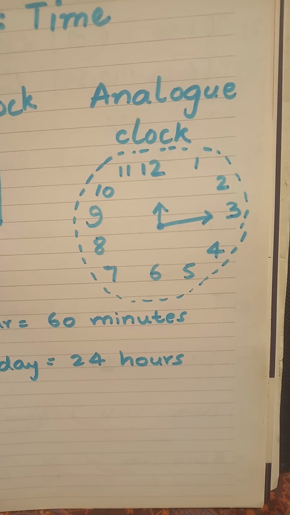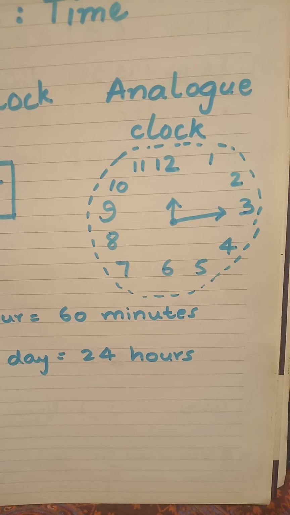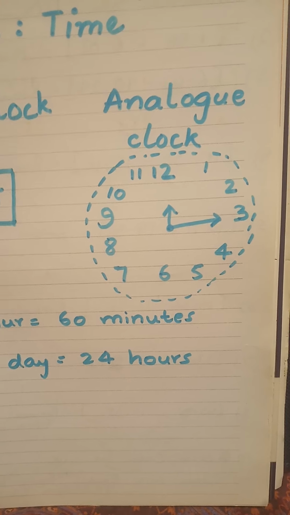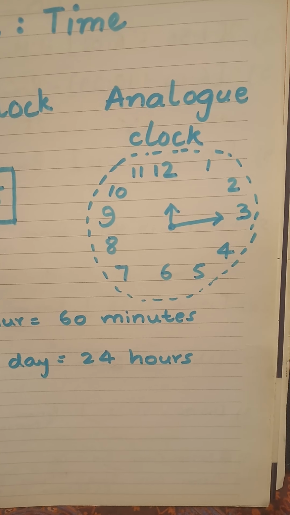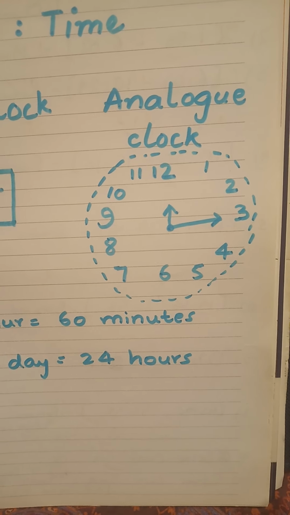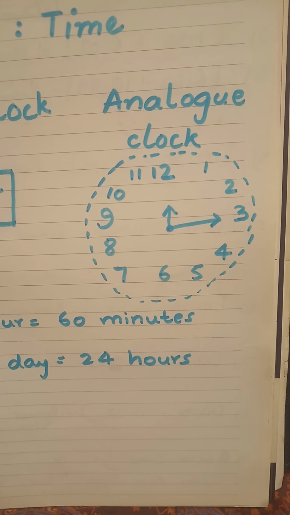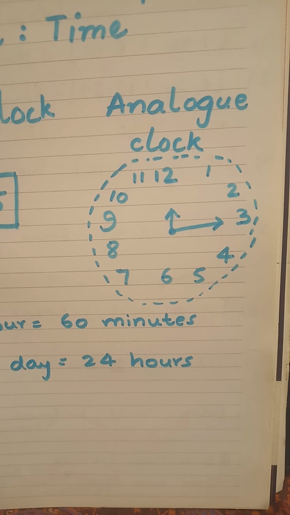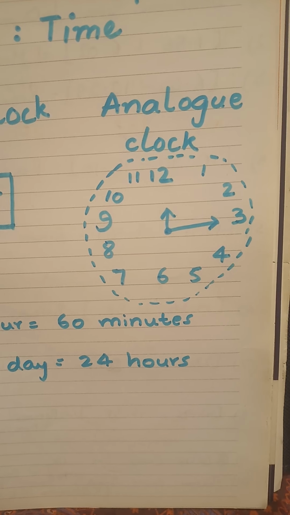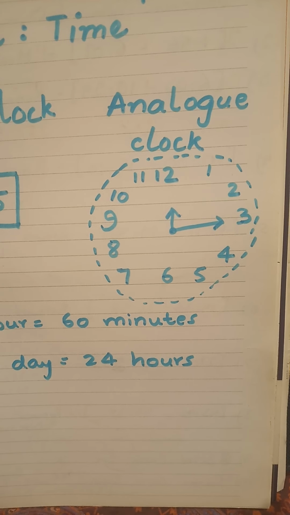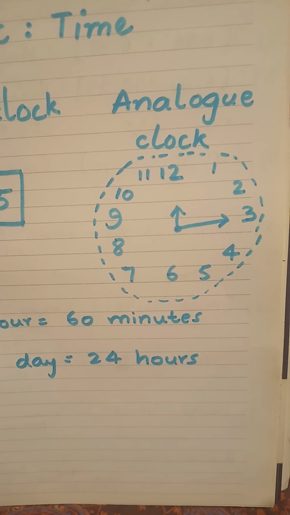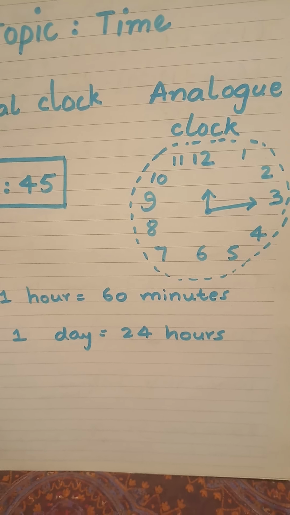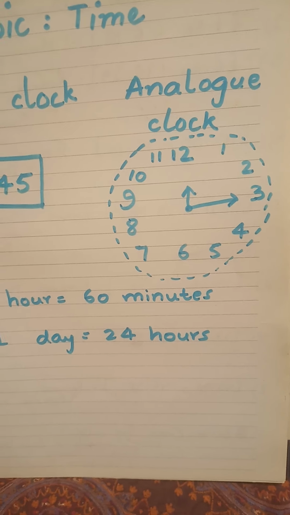Right? The next thing that you need to know about hour is that there are 60 minutes in 1 hour. Yes, there are 60 minutes in 1 hour, which means the needle will move on to the next number, to the next hour, only after 60 minutes. Right? So if the needle is pointed at 1, it will move to 2 after 60 minutes have passed. Right? The next thing that you need to know is there are 24 hours in one day. Yes, there are 24 hours in one day.